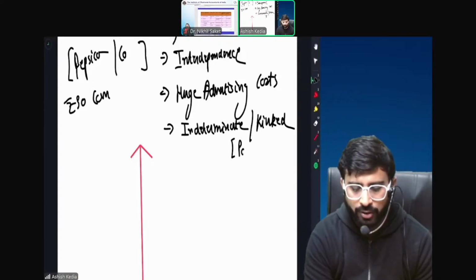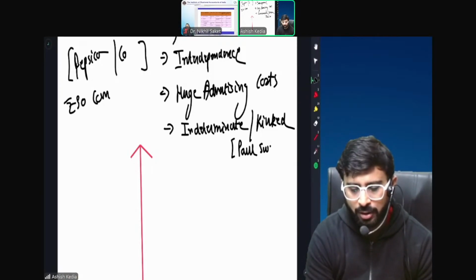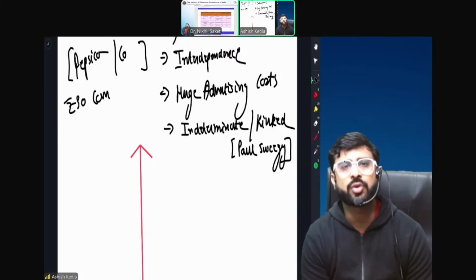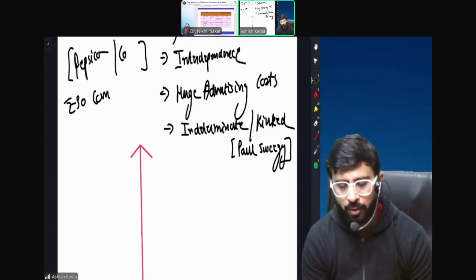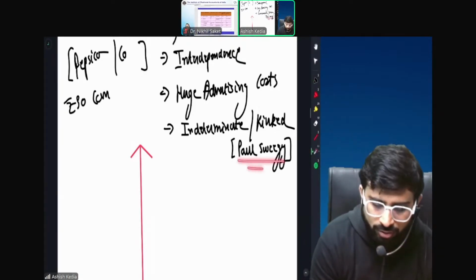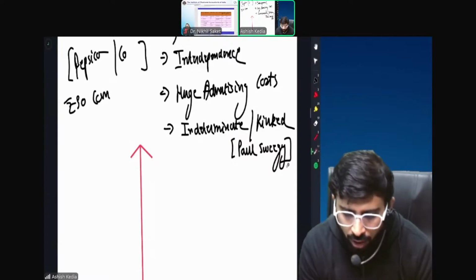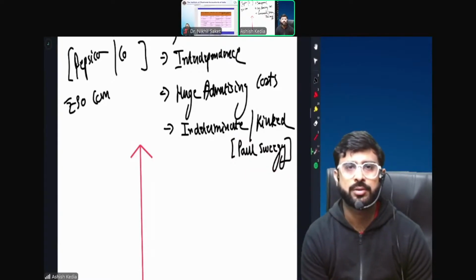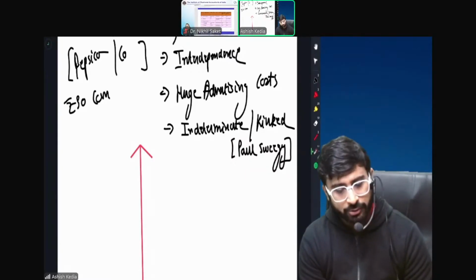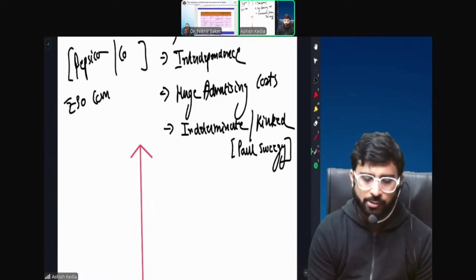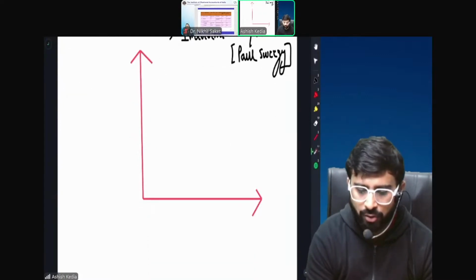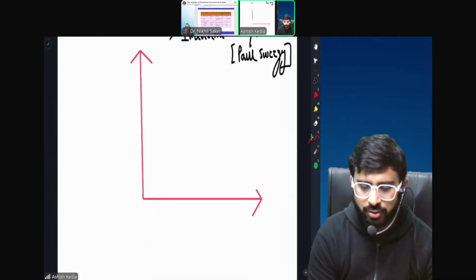Actually, this concept was given by Paul Sweezy. Everyone, this concept was given by Paul Sweezy. So it's also called Sweezy's model. Indeterminate or kinked demand curve. It's also called the Paul Sweezy model. Is that so, sir? Yes, sir. Now let's talk about Paul Sweezy's model.